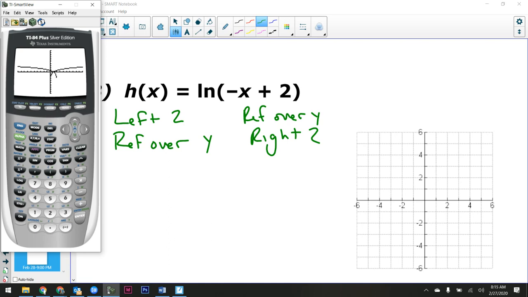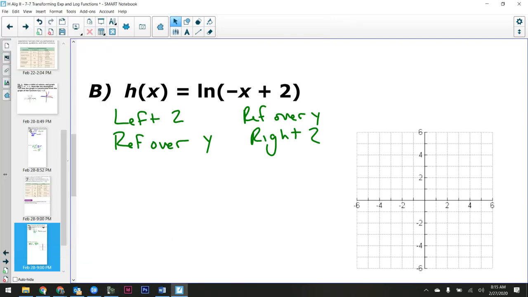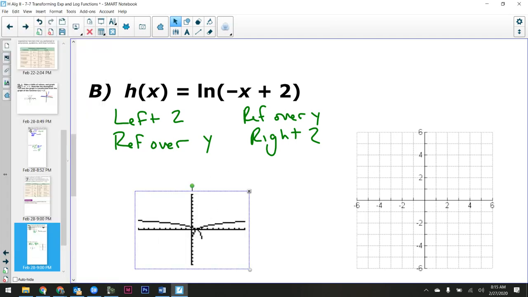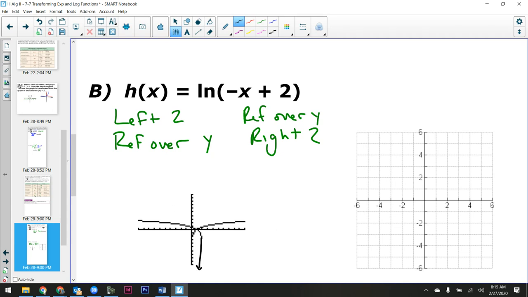Whoa. Good. Wait, it looks like it stops, doesn't it? But keep going. It keeps going. Remember, your calculator is a very dumb, smart object. Let's go. Your calculator does not show, it thinks it stops, but it doesn't. Your calculator does not show that it dives down right there. Okay, so it either goes left 2, then reflect, or it goes reflect, then right 2.